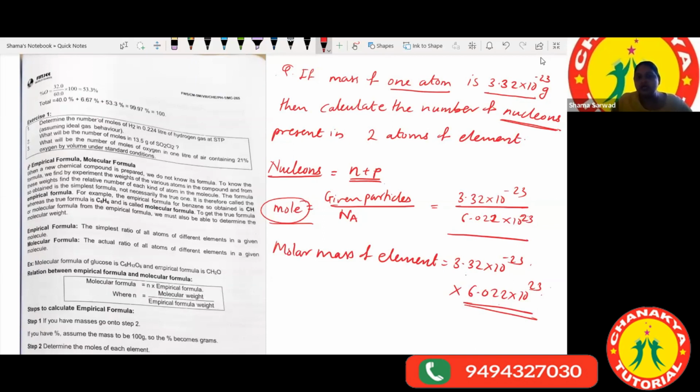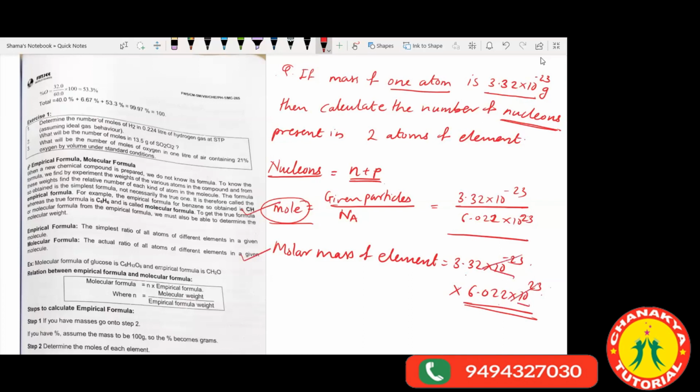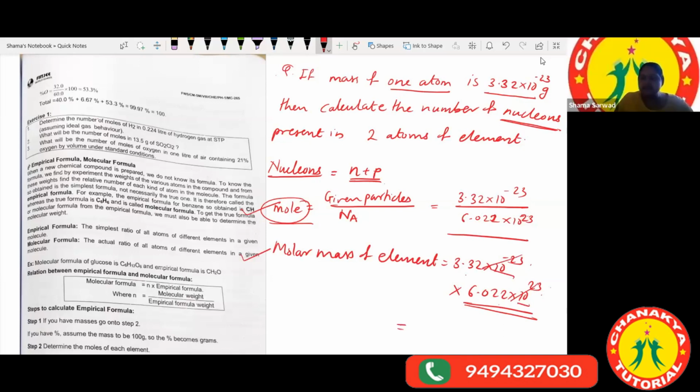Okay, this is for the mole and this is for the molar mass of the element. If you multiply these two, what will you get? When you multiply, the powers will get added, so plus and minus get cancelled. Correct? Yes, ma'am. So 3.32 into 6.02 would be the answer to this.